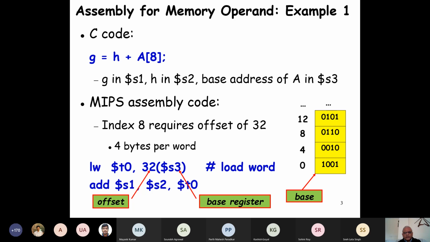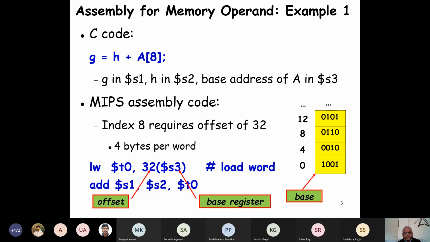If we look at the picture here, the element 0 may be this, the element at 4 may be something, at location 8 may be something, and we want the ninth element, which will be the base address plus 32. The first element will be base address plus 0, the second will be plus 4, and the ninth will be plus 32. And the base address is in S3.